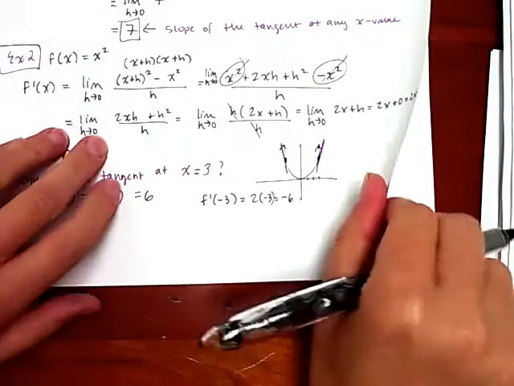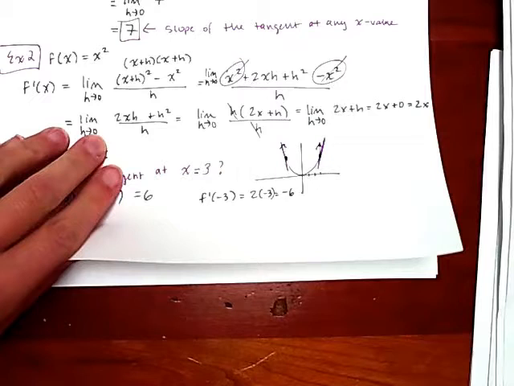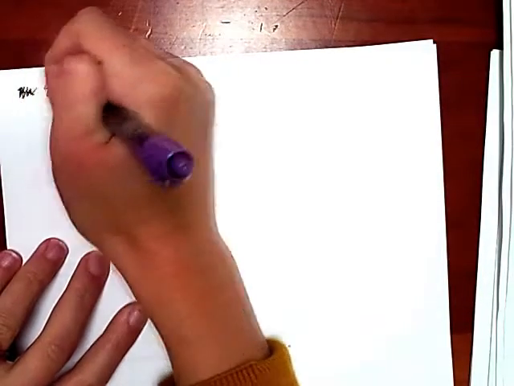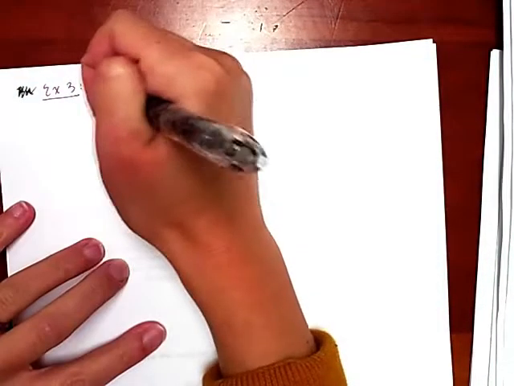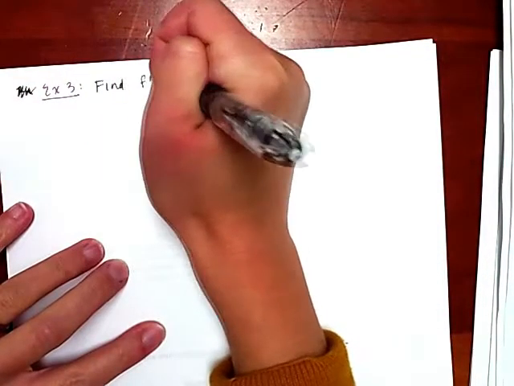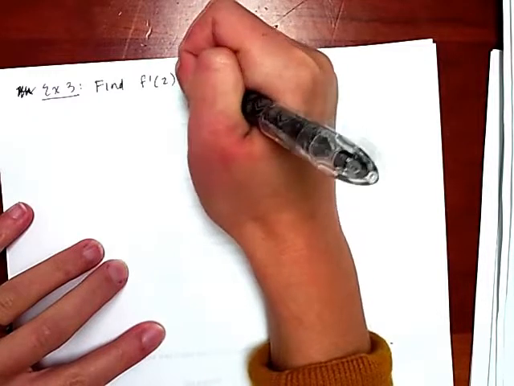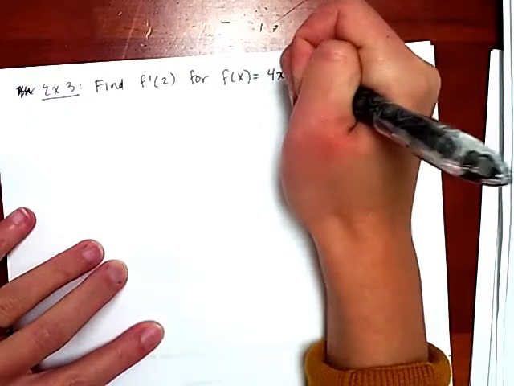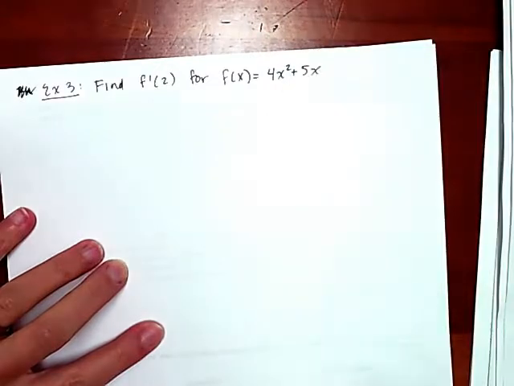Okay, we're going to do a couple more examples, at least one more example. Let's see. So in my next example, I'm actually going to do it two ways. Okay, so suppose from the beginning I said find f prime of 2 given, say, for some f of x, a function that is 4x squared plus 5x.